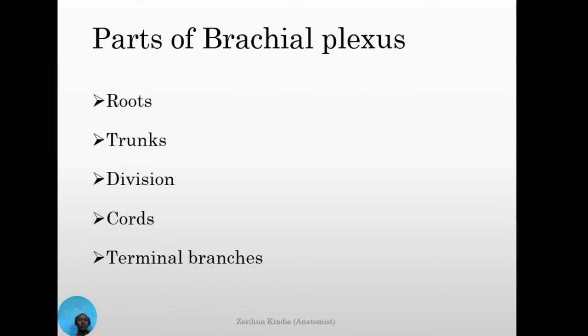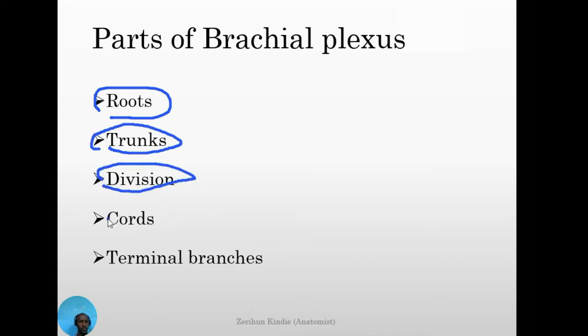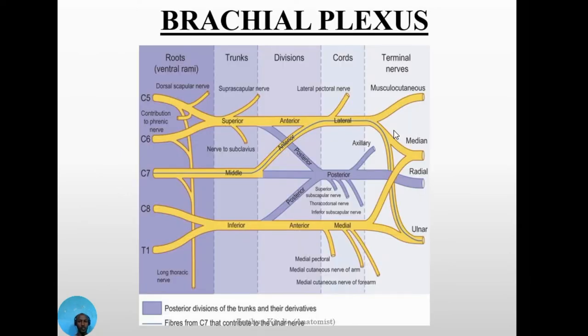So there are parts of the brachial plexus: roots, trunks, from the trunks there are divisions, then there are cords, and terminal branches. So those are the parts of the brachial plexus. The root starts from C5, or cervical vertebra 5, up to thoracic vertebra 1. That means it arises from the spinal cord at the level of C5 up to the level of T1.